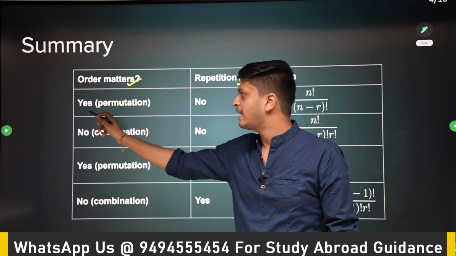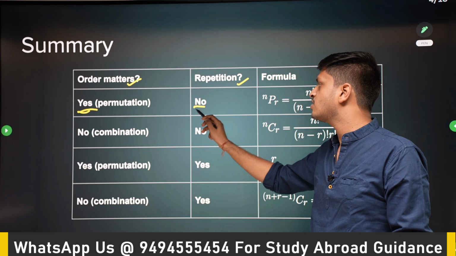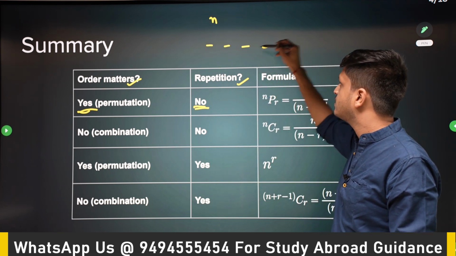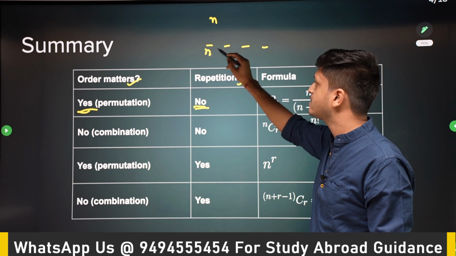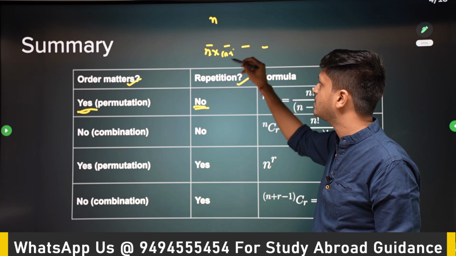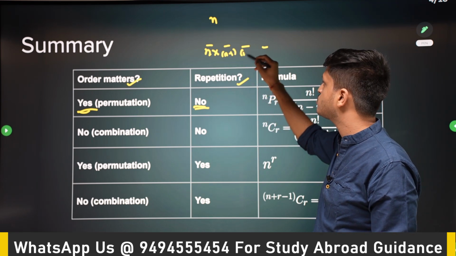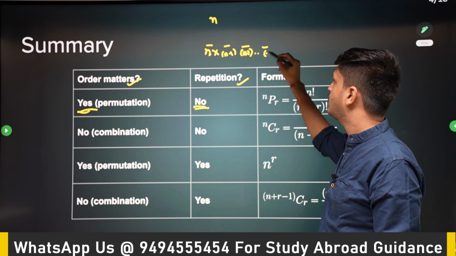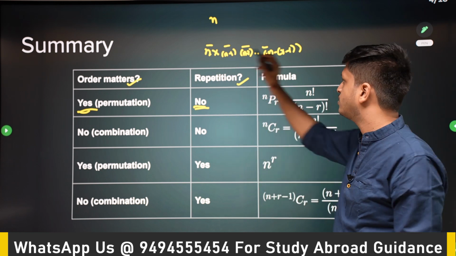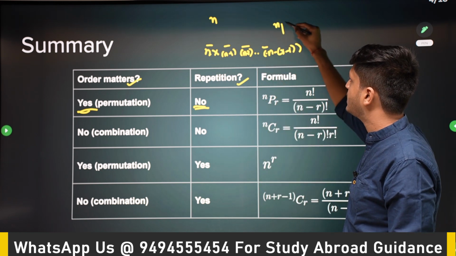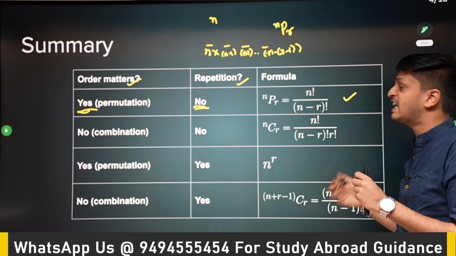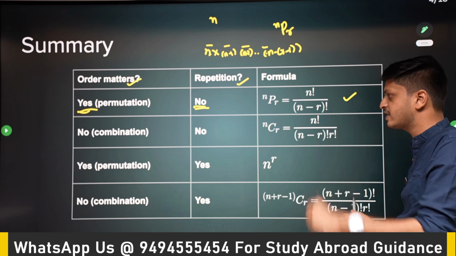If order matters and repetition is not allowed, you have n objects and r places. You have n options for the first place. For the second, since repetition is not allowed, you will have n minus 1 options, and so on. You have n minus 2 options for the third place, and basically n minus r plus 1 options for the last place. So the number of permutations was nPr, the number of ways in which we can arrange r objects out of n objects.